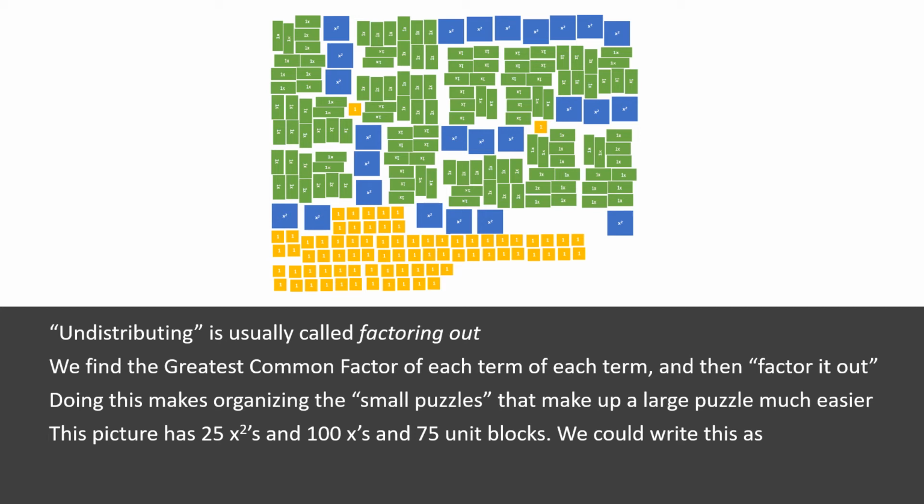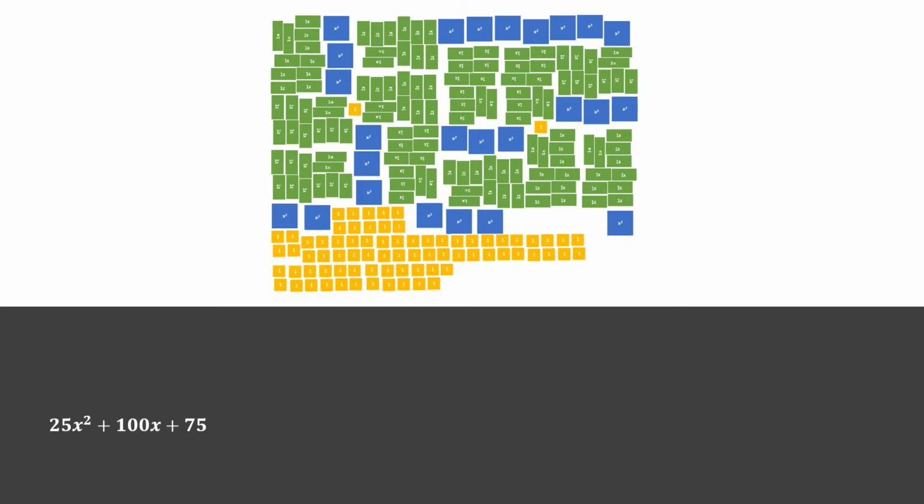So this picture here has 25x squared, so 25 blue boxes, and 100 x's. These green boxes have the area of x, so there are 100 of them, and there are 75 unit blocks. So we could write this as 25x squared plus 100x plus 75. So let's make sure we save that. This is just an inventory of what kind of pieces we have.